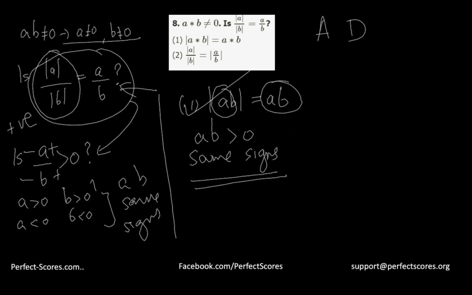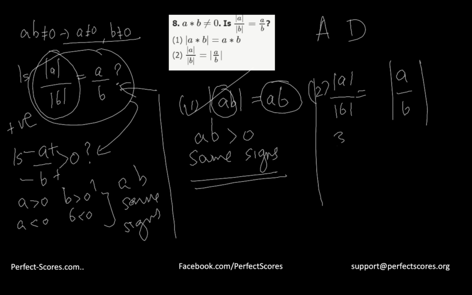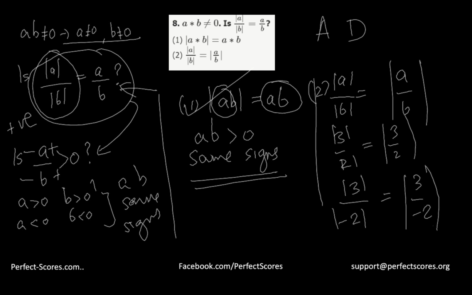Let's look at the second statement. It says absolute of A divided by absolute of B is equal to absolute of A over B. Now here, A and B can have the same signs, right? But they can also have different signs, right? So they can have same signs, they can have different signs. So this statement is insufficient, hence answer option A is my answer.